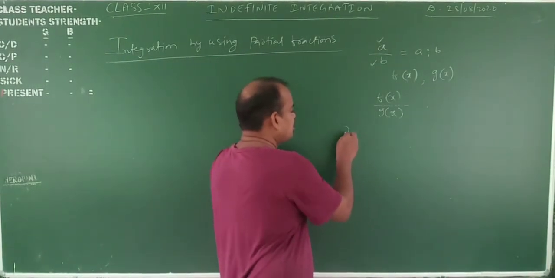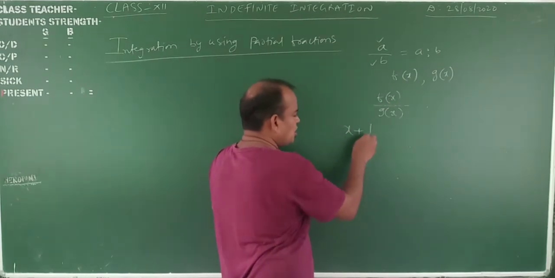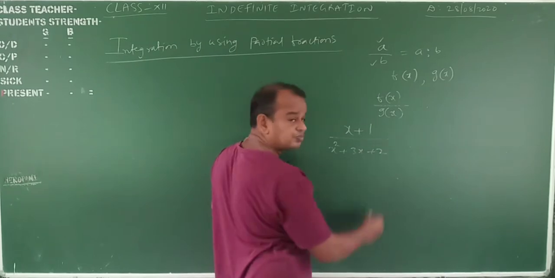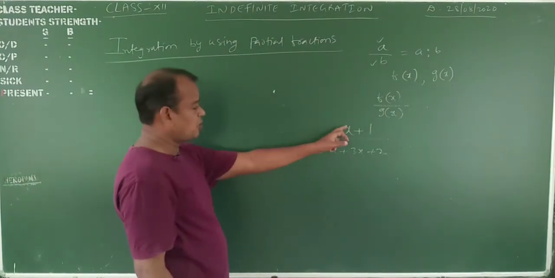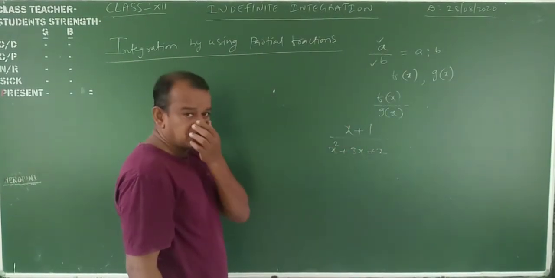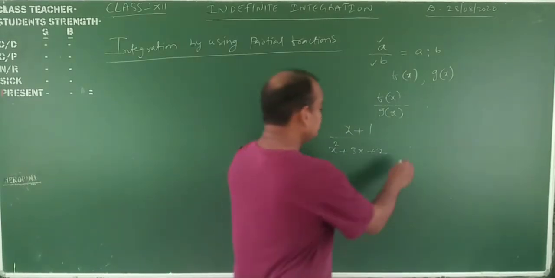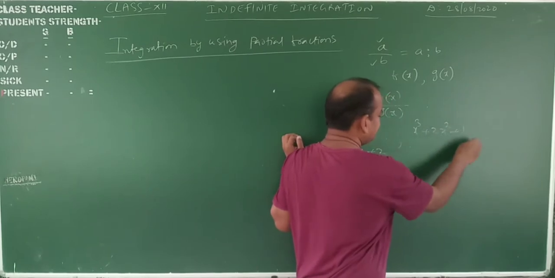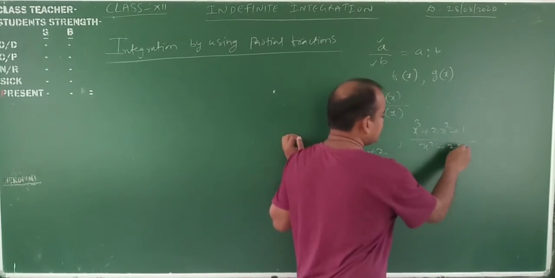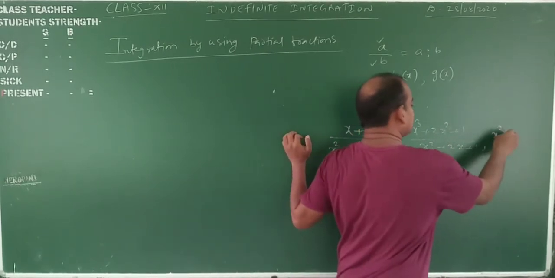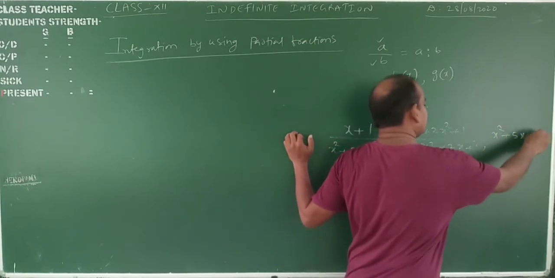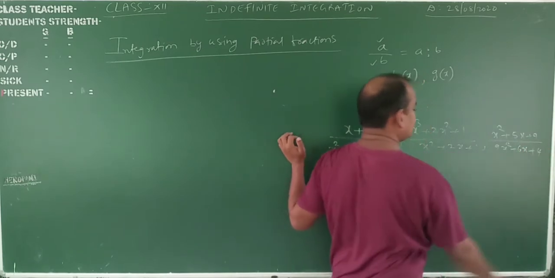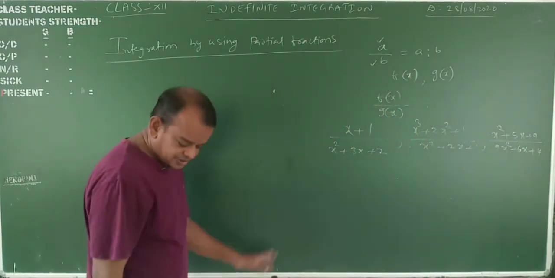Suppose f of x is 1, a polynomial, by x square plus 3x plus 2. Observe that this is the polynomial p of x, f of x by g of x. Now x cube plus 2x square plus 1 by x square plus 2x plus 1. Now x square plus 5x plus 9 by 9x square plus 6x plus 4. Observe that. These are the three examples.